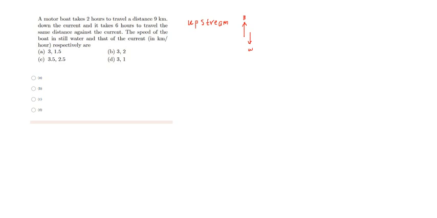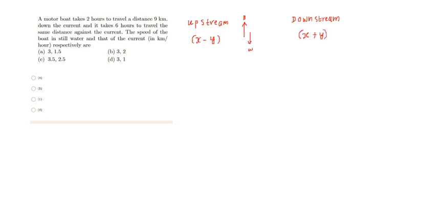So we can take x as the speed of the boat and y as the speed of water. In the case of upstream, the speed would be x minus y because the speed would be decreased. But in the case of downstream, what is downstream? The boat is also flowing in the direction of water. In that case, speed will be increased. We can write it as x plus y.